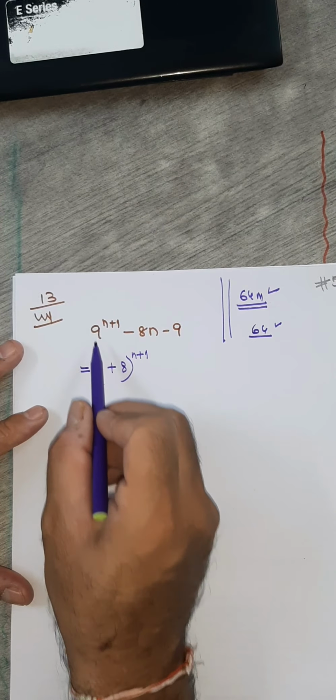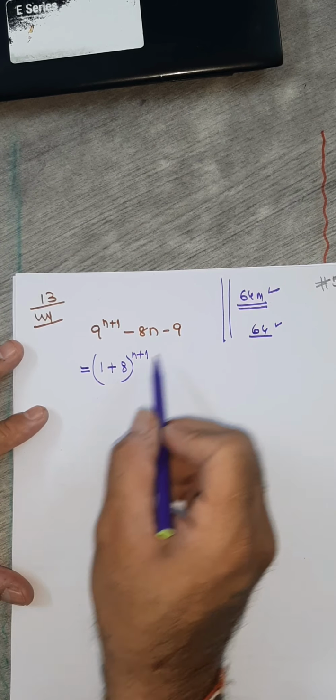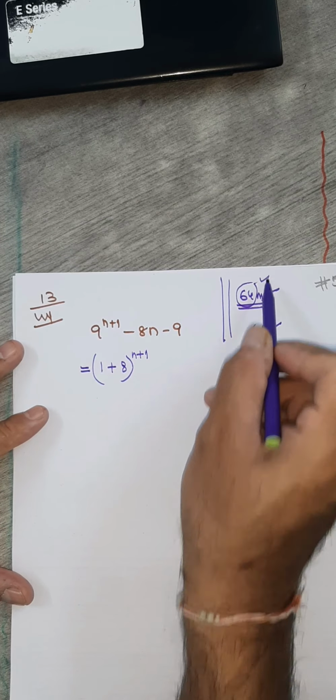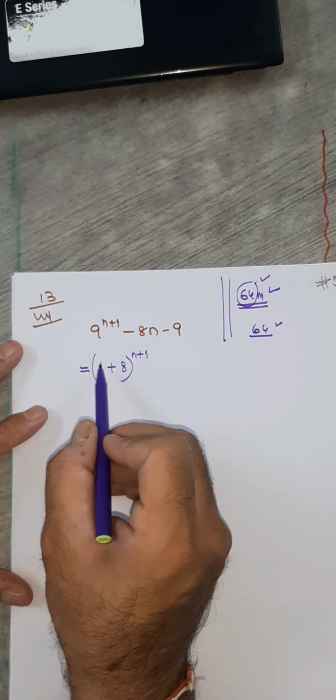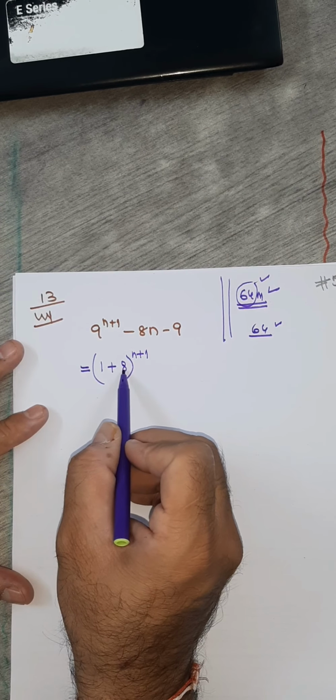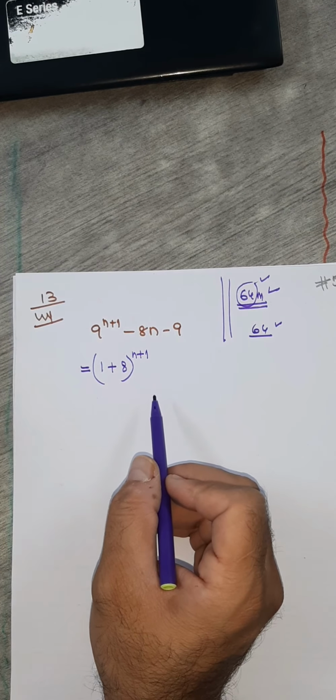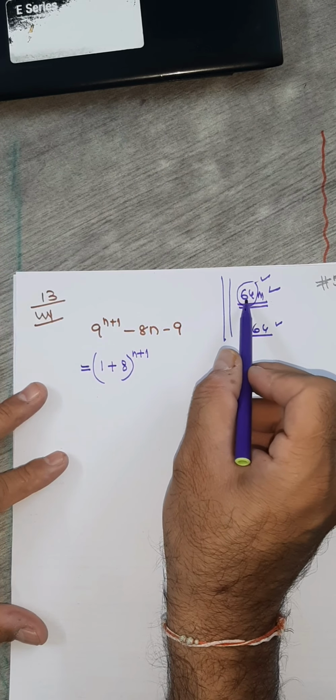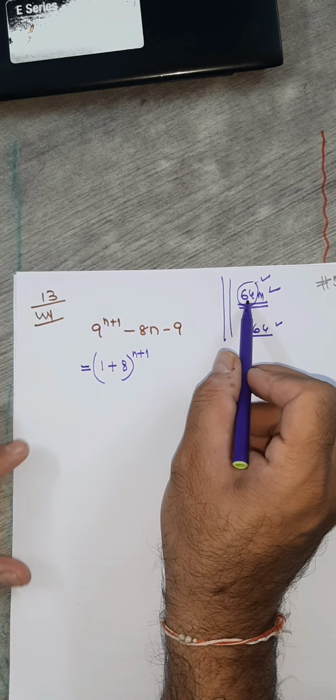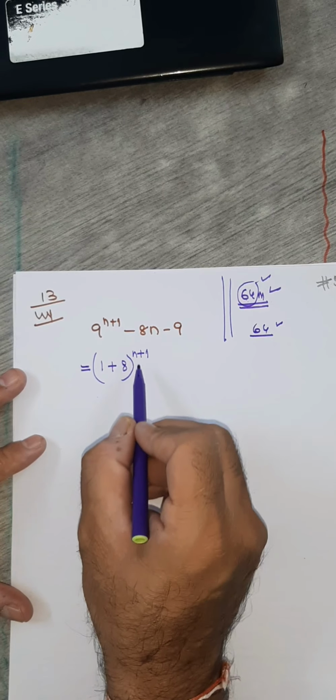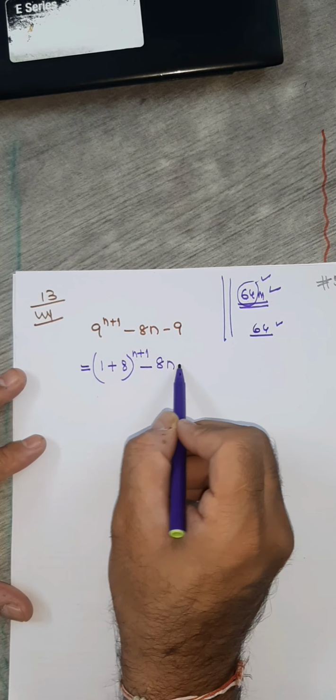Question is why I wrote 9 as 1 plus 8? Because I want power of 8. I need 64, that's why. You cannot write 10 minus 1. If you write 10 minus 1, you will get the power of 10. You don't want power of 10. You want the power of 8. 8 square, 64. That's why minus 8n minus 9 as it is.